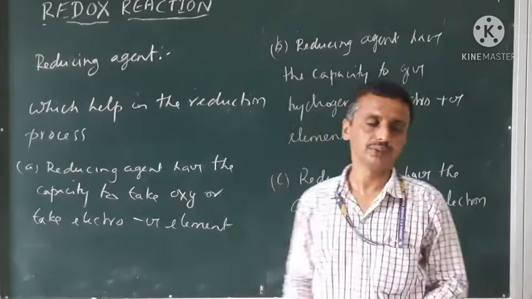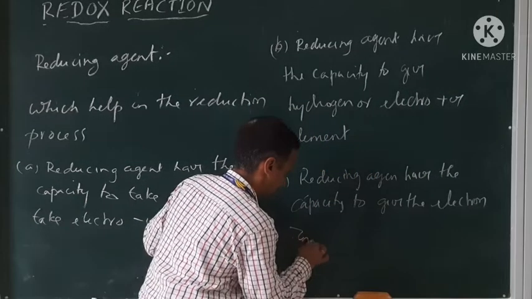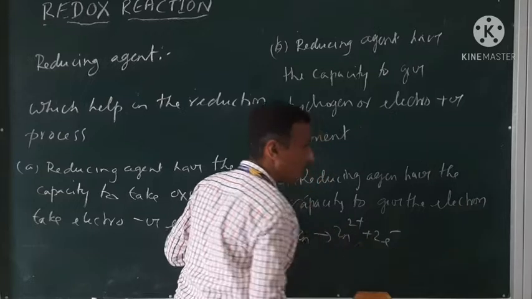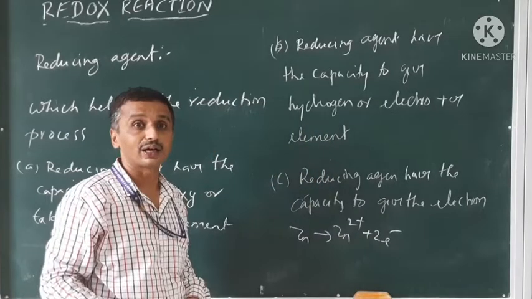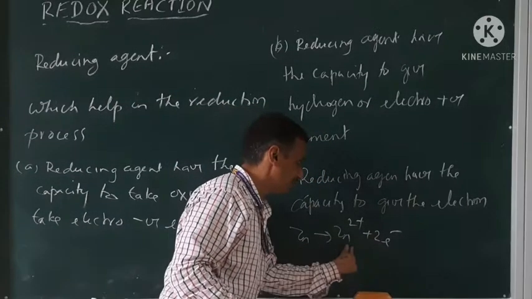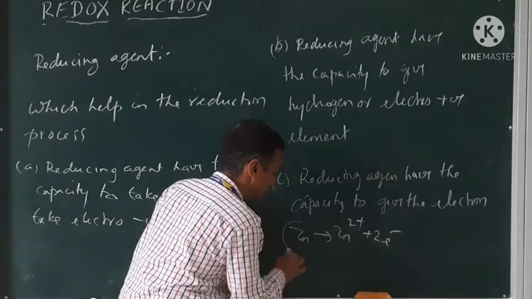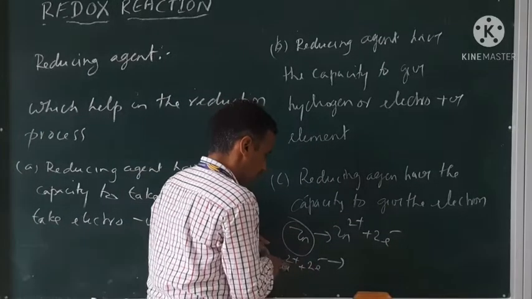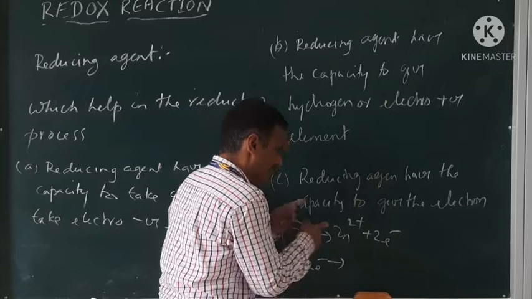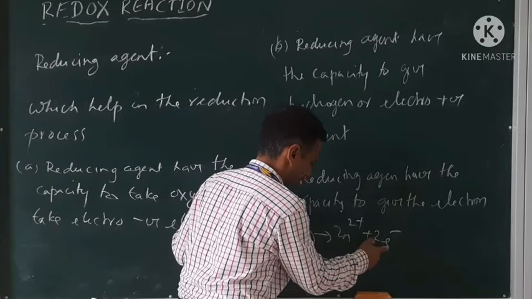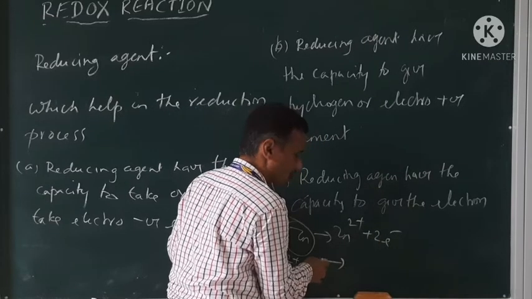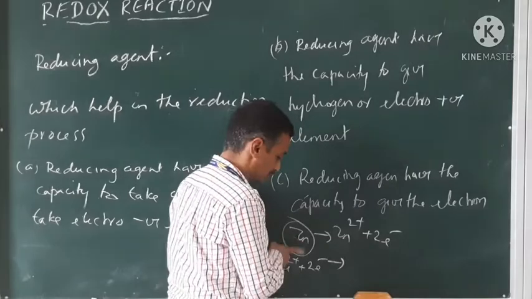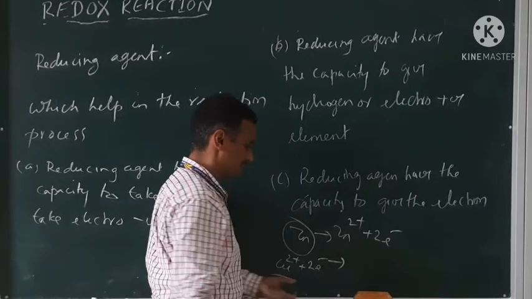Yes, here zinc is readily giving the electrons for the copper 2 plus to get reduced. Zinc is giving the 2 electrons easily. That's why zinc is a reducing agent. Copper 2 plus is helping the zinc to lose the electron. By taking the electron, it is helping the zinc to undergo oxidation. So this is an oxidizing agent.